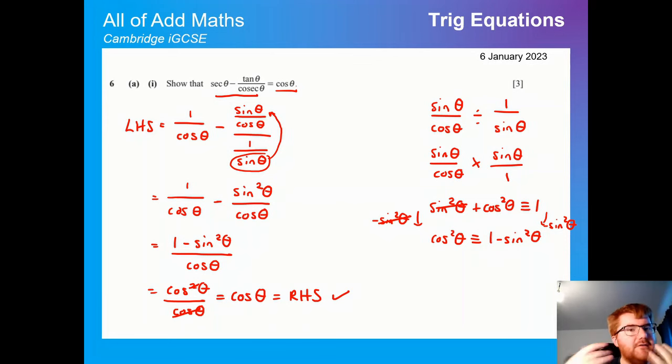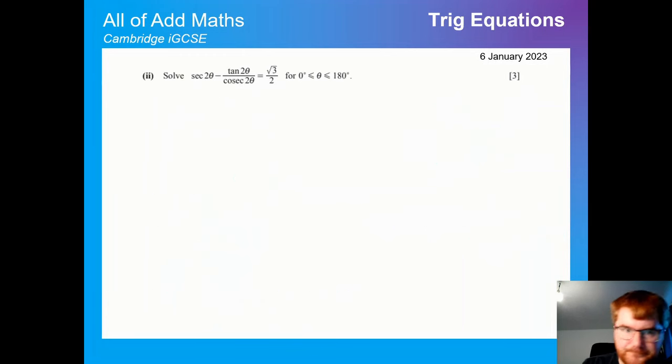So just work it through. My general strategy here: just change everything to sines and cosines, and then you're going to get a lot of simplification using these identities on the right-hand side.